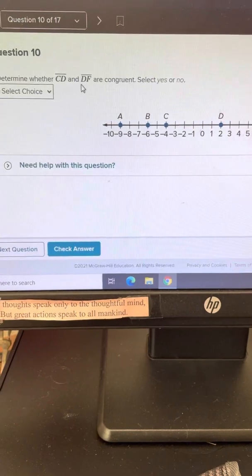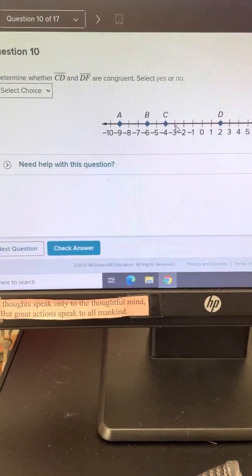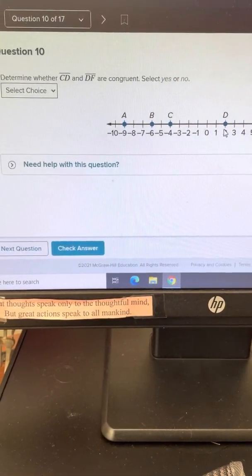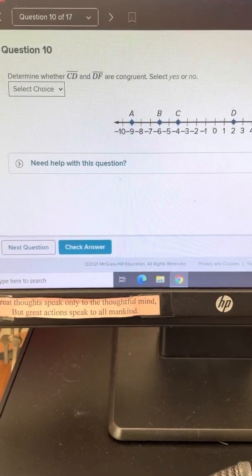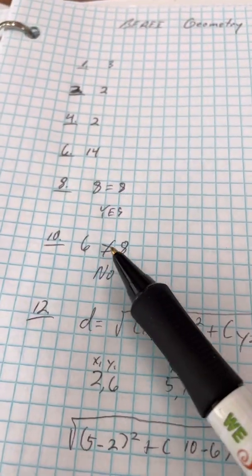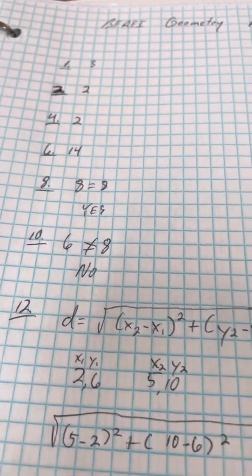Number 10, CD and DF. So CD is 1, 2, 3, 4, 5, 6. DF is 1, 2, 3, 4, 5, 6, 7, 8. So we have a length of 6 and a length of 8, so no, they are not congruent.